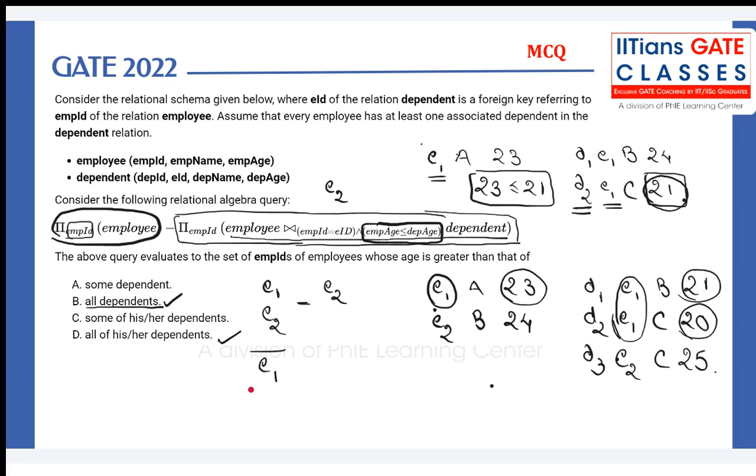So you get the employee whose age is greater than that of all dependents, or all of his or her dependents. What is the answer then? Jigya, did you understand why B is not the answer?